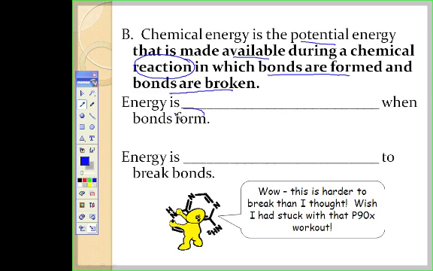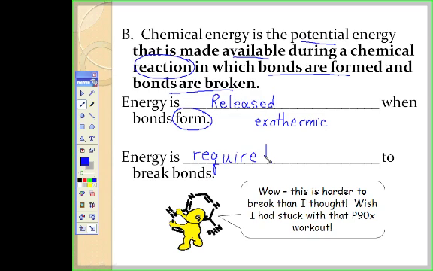Now, when we form a bond or an intermolecular force, energy is released. We would call that exothermic. Energy is exiting the system, so it's exothermic. So energy is released when bonds are formed. Energy is required to break a bond.